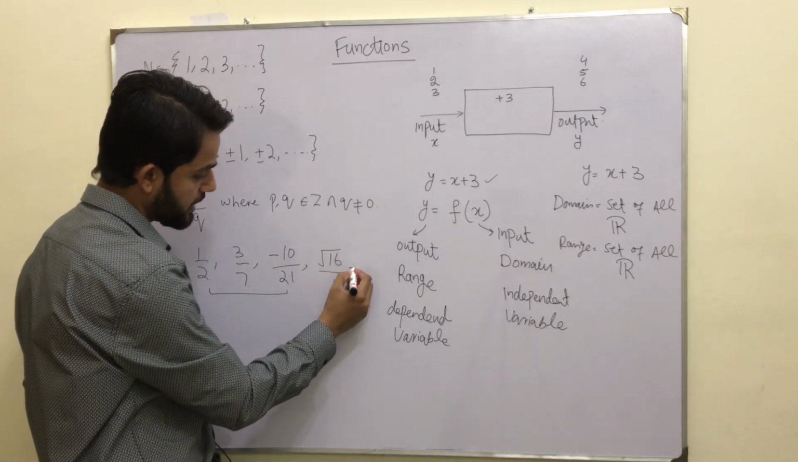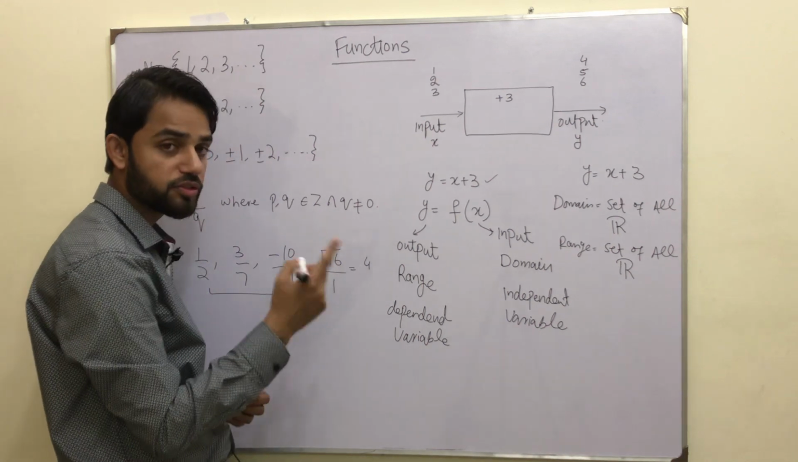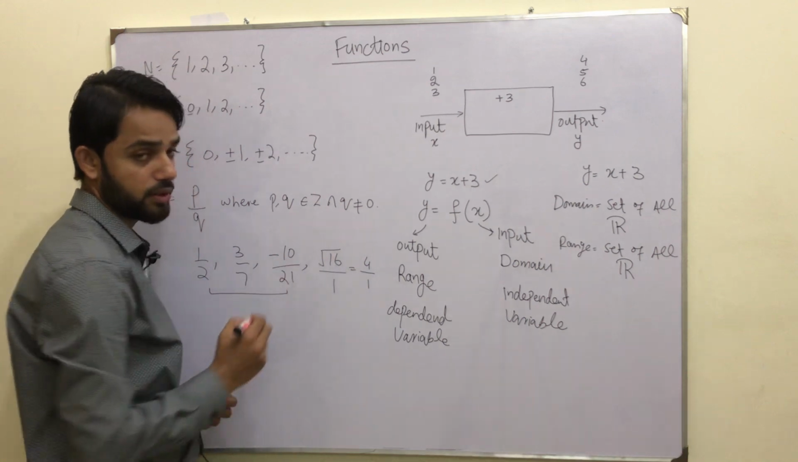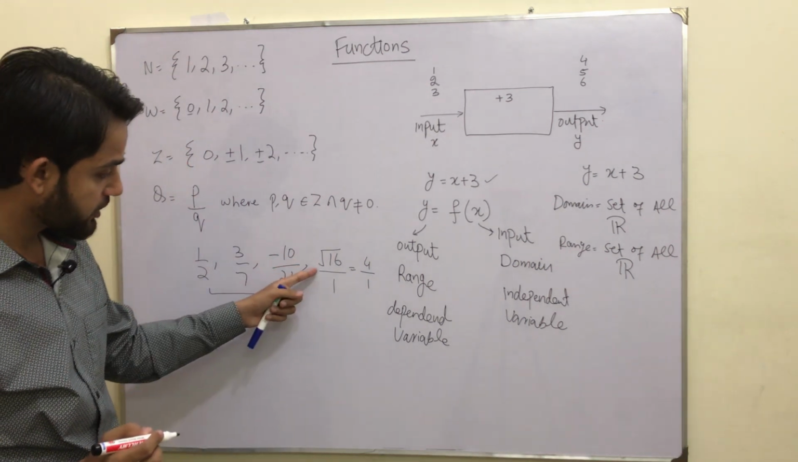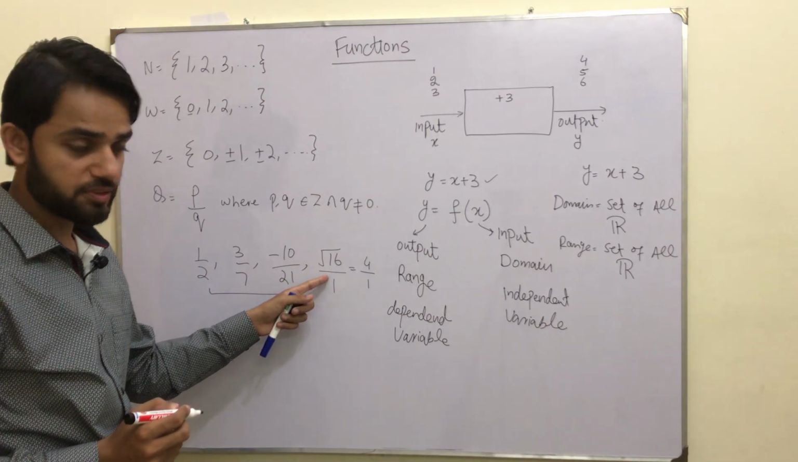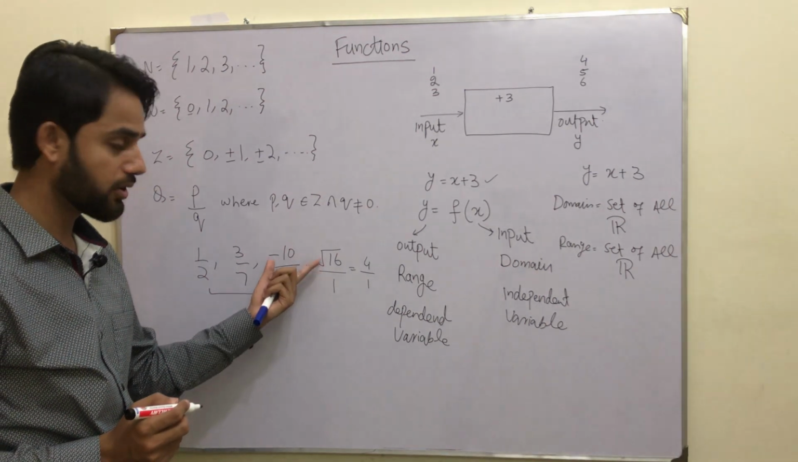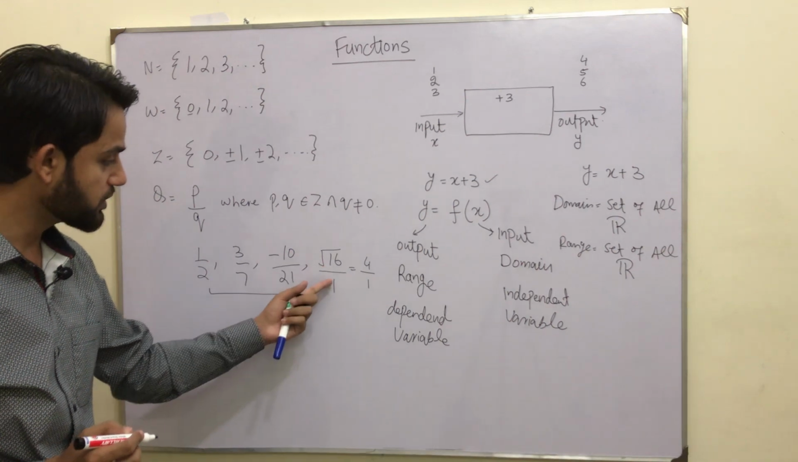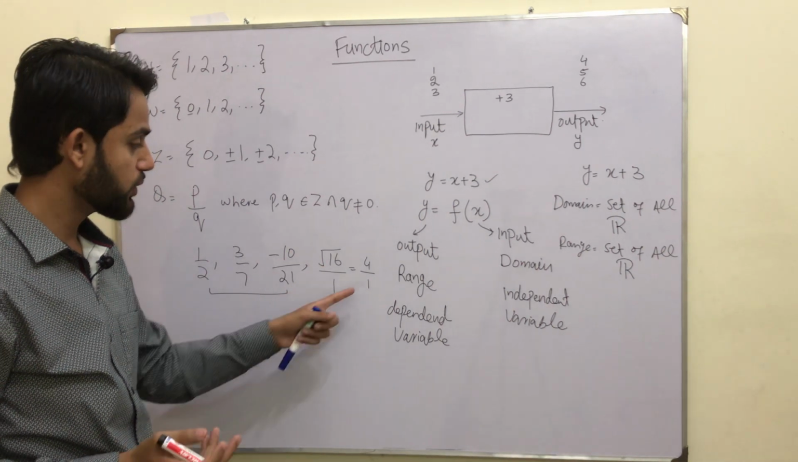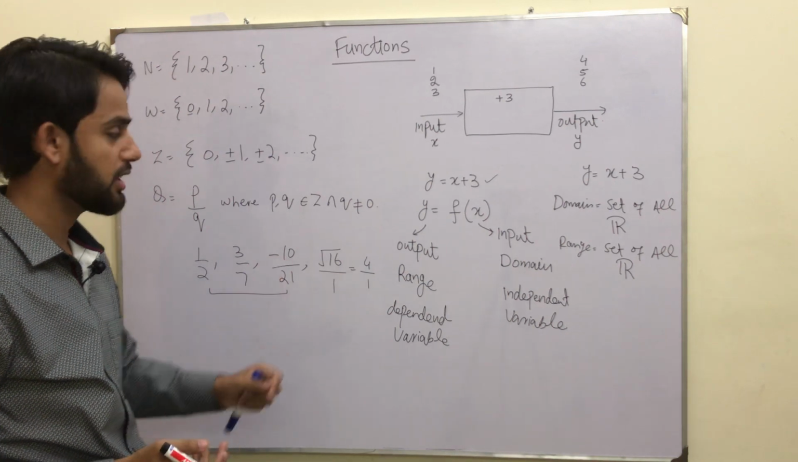Square root 16 is actually 4, because 4 squared is 16 and the square root will cancel. So 4 over 1. So you see, the fraction you were confused about earlier, whether it belongs to the class of rational or irrational numbers, once you simplify it into its simplest form, it's very easy to decide. So we can say that this is a rational number.